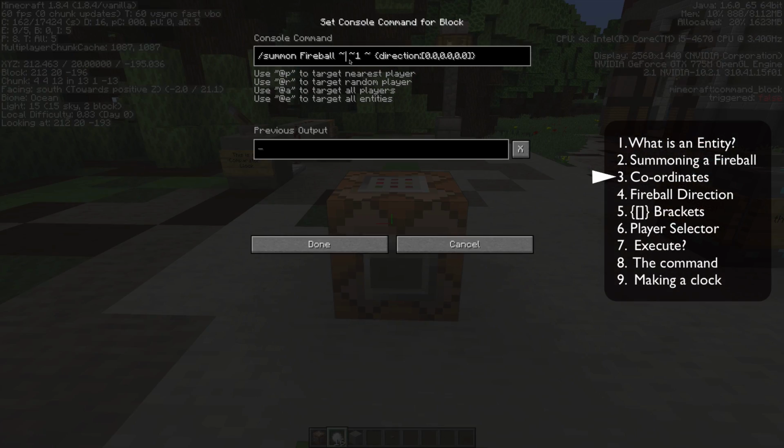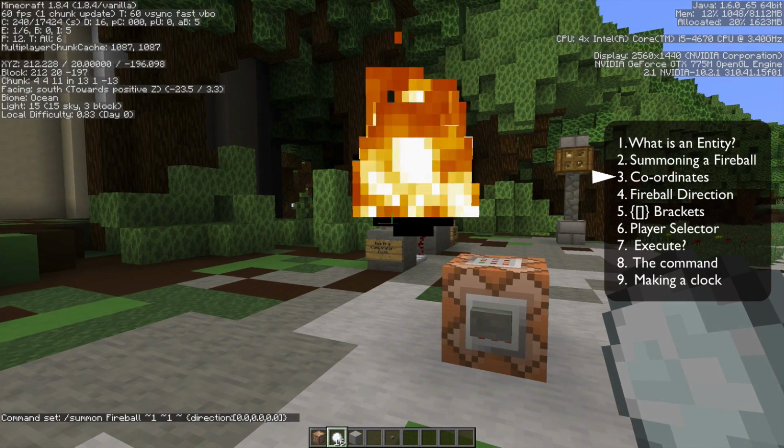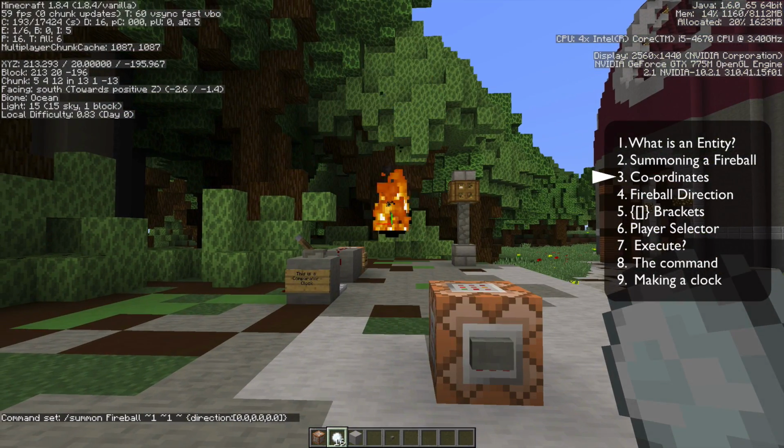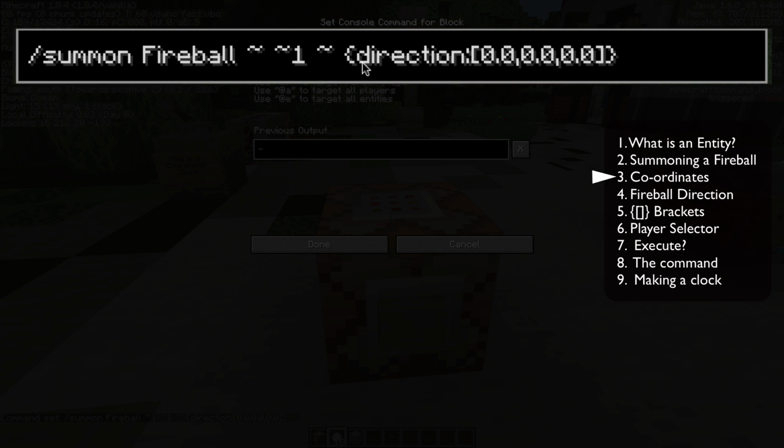So if I were to say summon it one in the X direction, you'll see it summoned to the left of it. Okay, right. So this is very, very important. Now the next bit is also incredibly important. We want to summon this fireball with a direction.